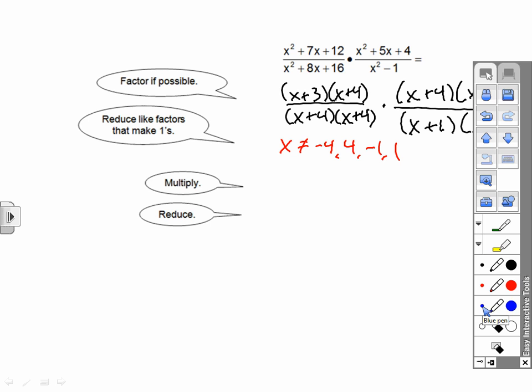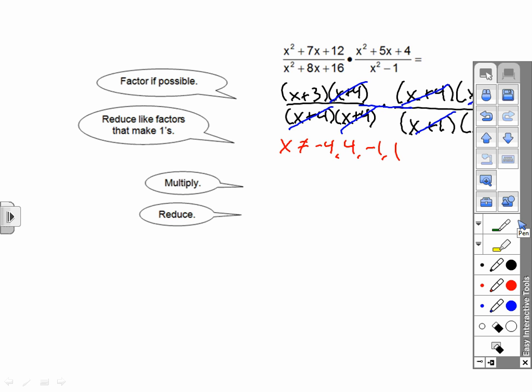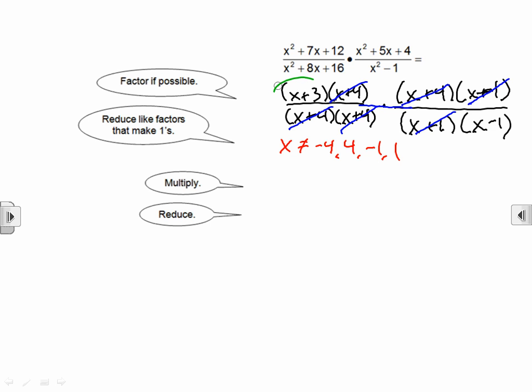Now I can go through and reduce those things that are 1. So in my first fraction, I have an x plus 4 in the top and the bottom, the numerator and denominator. Looking across, I have an x plus 4 and an x plus 4. And then I have an x plus 1 and an x plus 1. So the only thing I'm left with in this function is the x plus 3 and the x minus 1 in the denominator. But I have all these special things that x cannot equal. X cannot equal negative 4, positive 4, negative 1, and positive 1.